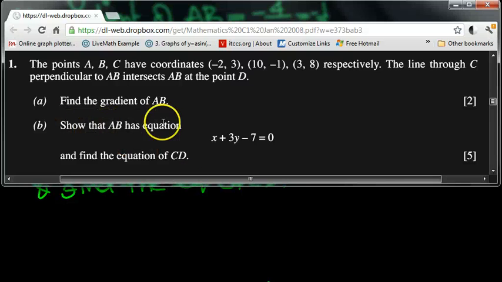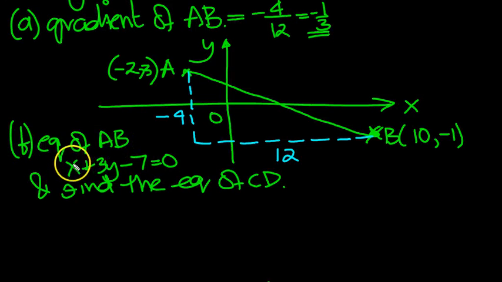Part B then, we need to show that AB has the equation x plus 3y minus 7 equals 0. And we also need to find the equation of CD, so I'll have to sketch that as well. So I've written them out here. Equation of AB, show that it's equal to that. And find the equation of CD, which we'll put in a minute. But first of all, let's do the equation of AB.